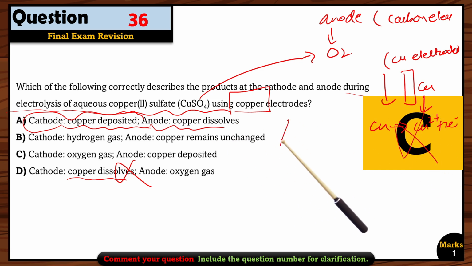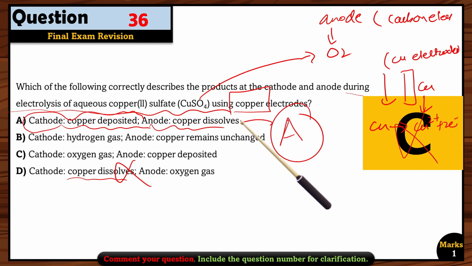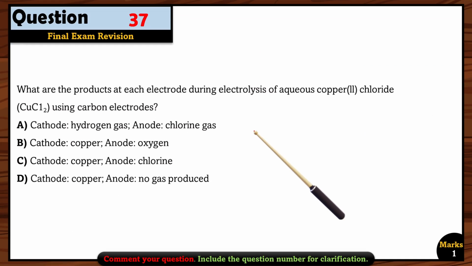Strong, option A is the right option because we are using the copper electrodes. Okay. Now let's see question 37.